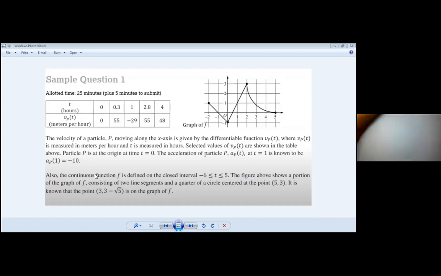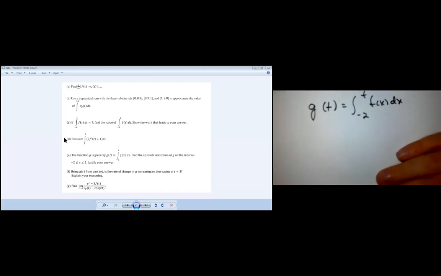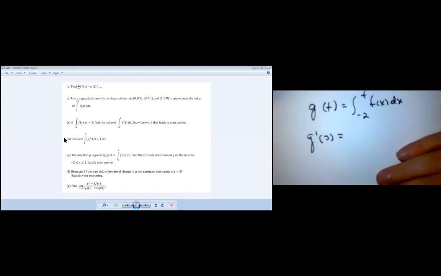All right, let's see what we got. Using G of T, so let me recopy that down. G of T is equal to negative 2 to what T? Okay, we want to know, is it increasing or decreasing? All they're asking you to do is take the derivative, plug in the value, and see if the answer is positive or negative.